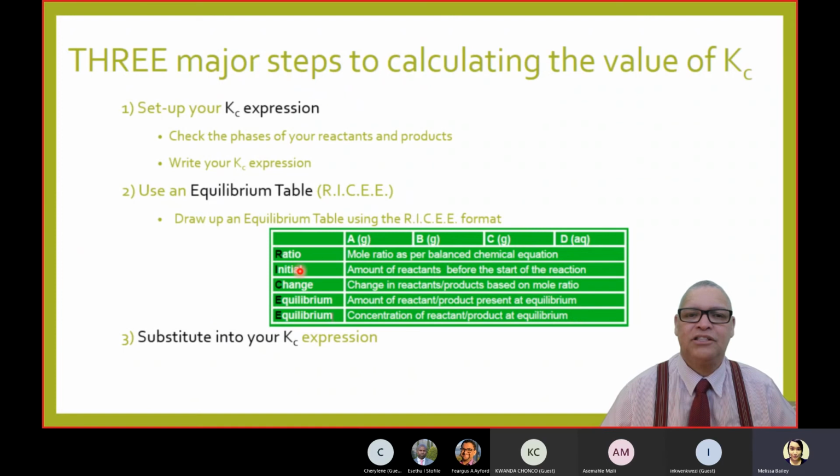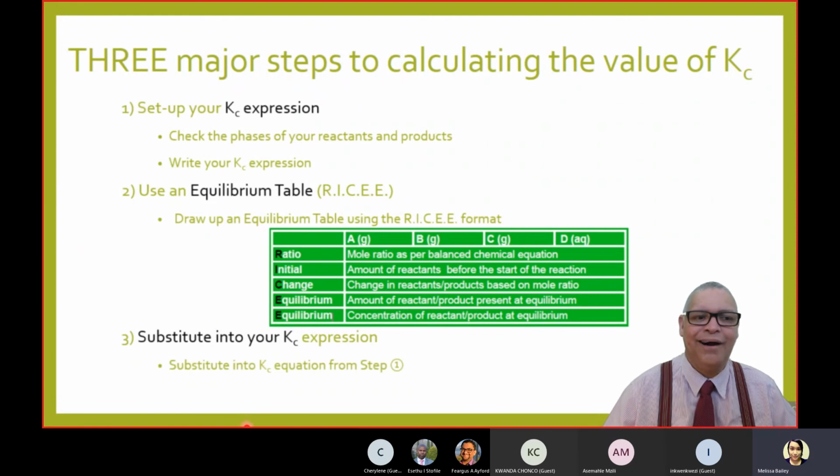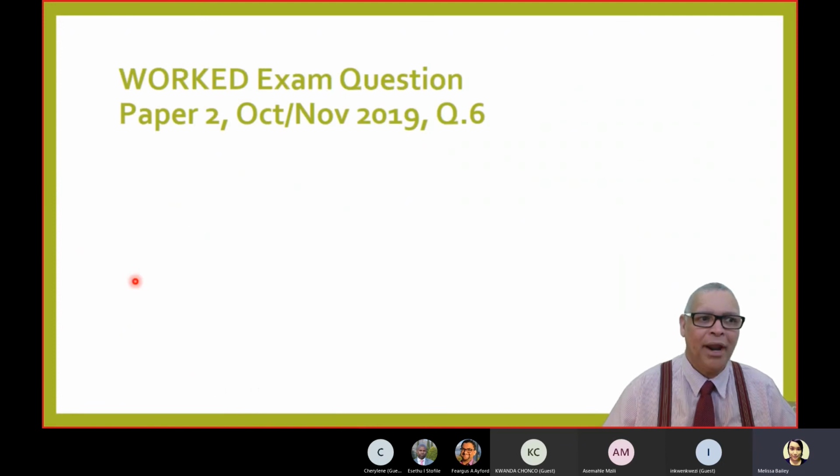So if we got that, the I stands for the initial number of moles, to summarize. The C stands for the change in moles. The E stands for the equilibrium number of moles. And this last one here stands for the concentration at equilibrium of that particular substance there. Next, once we've got all of that organized, we need to substitute into our Kc expression. How do we do that? Well, we substitute into the Kc expression from step number 1.